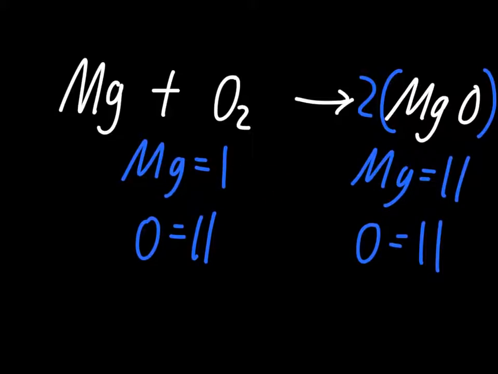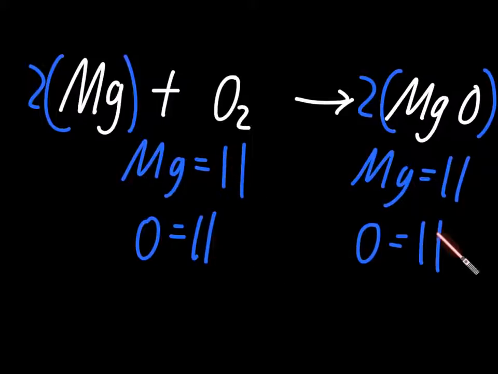So what we're going to have to do to balance that one out is add a 2 in front of this one as well. Now we have 2 on both sides. One thing that I want to stress with you is in this particular example, this one works out where we have 2 magnesiums and 2 oxygens.